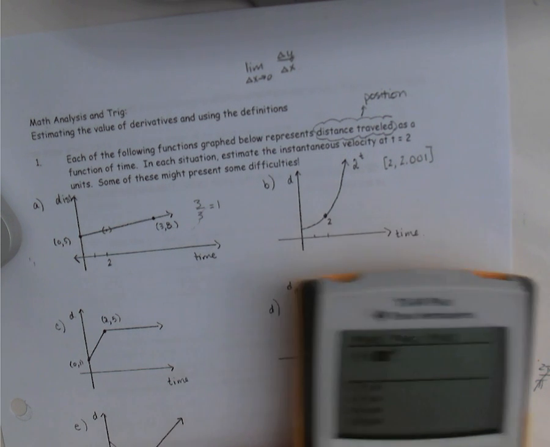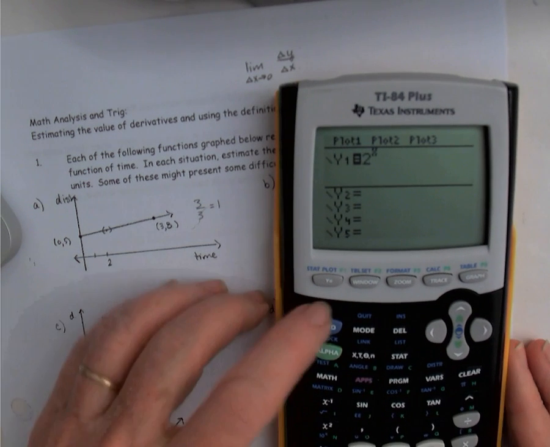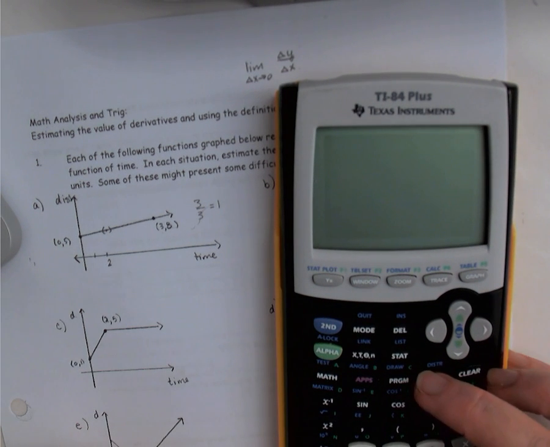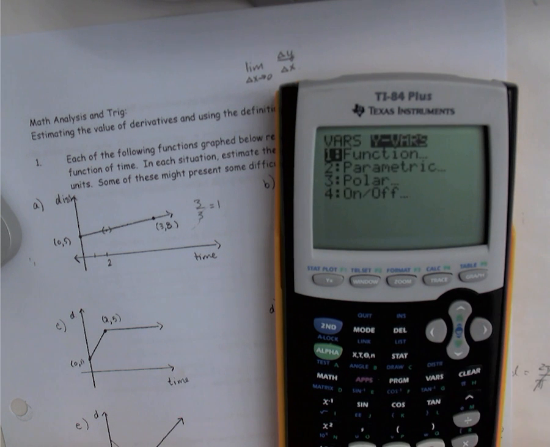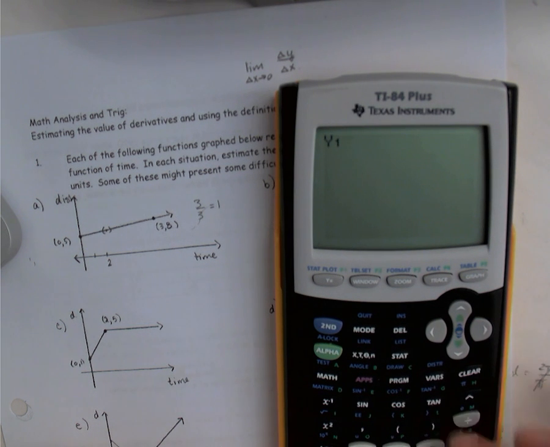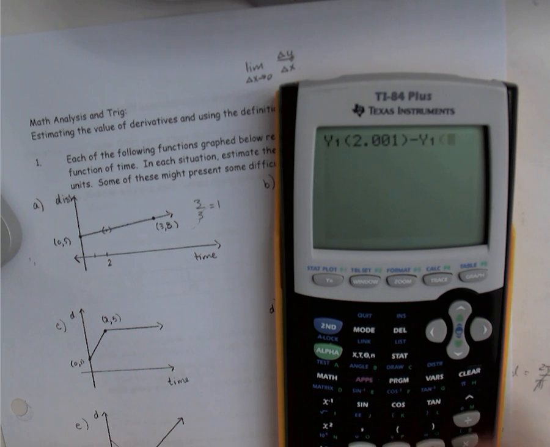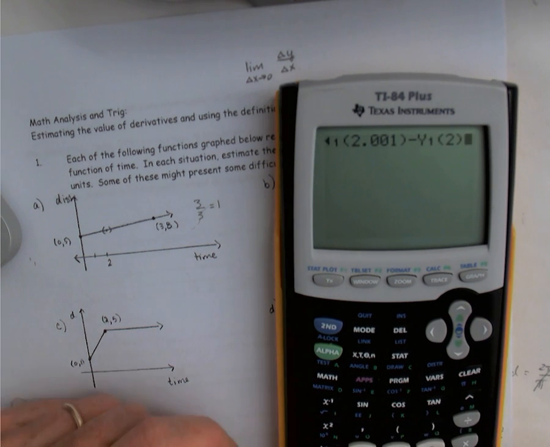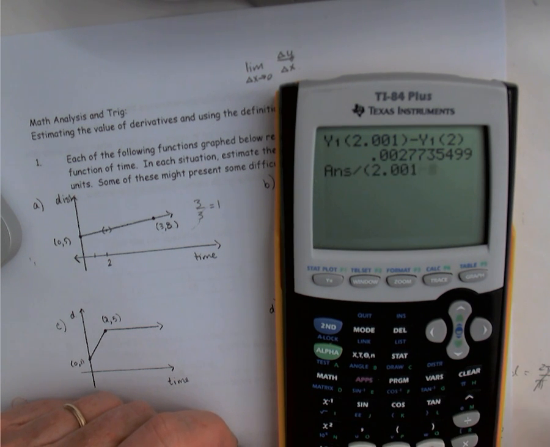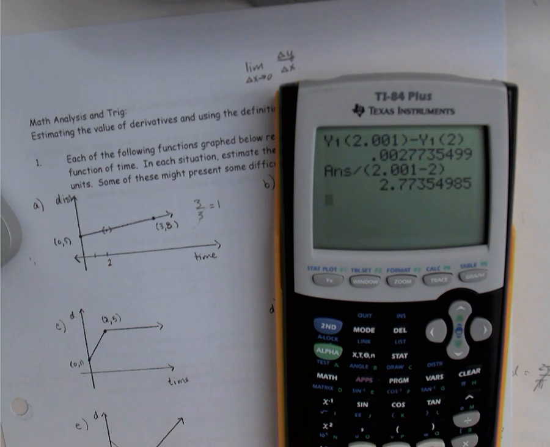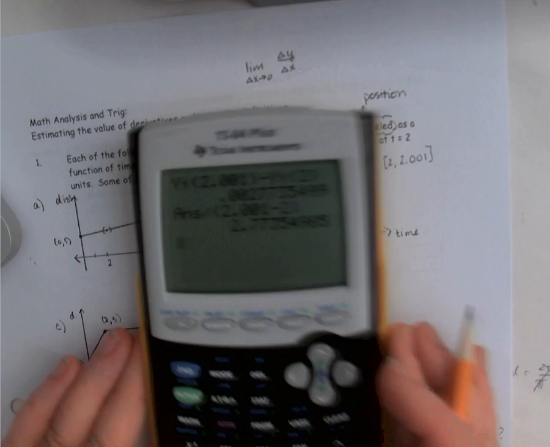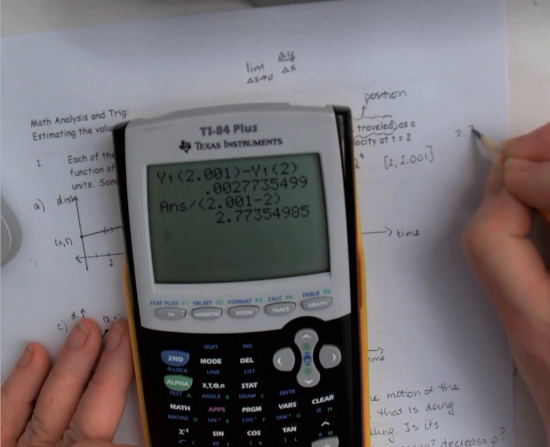So I have 2 to the x, and what I want to do is second quit. I want to do vars, y vars function, y sub 1, which brings that y sub 1 up onto the screen. I'm plugging in 2.001 minus vars, y vars function, y sub 1 at 2. So there's my change in y. I'm going to divide that by my change in x. And I get, as an instantaneous rate of change, I'm going to say it's 2.774.